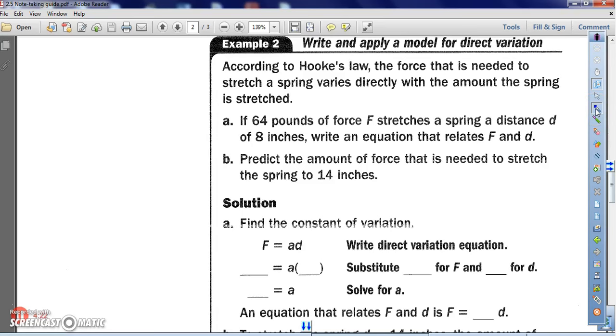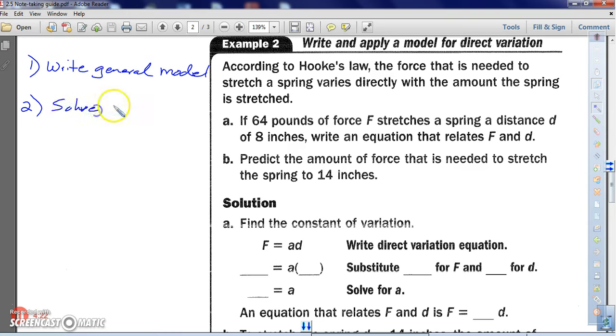So if we have a direct variation problem, step number 1, we want to write the general model for that direct variation. In other words, using the appropriate variables in the problem. Step number 2 then, we solve for the a, for the constant of variation. You are always given a pair that is already a solution, and based on that you should be able to figure out what a is.